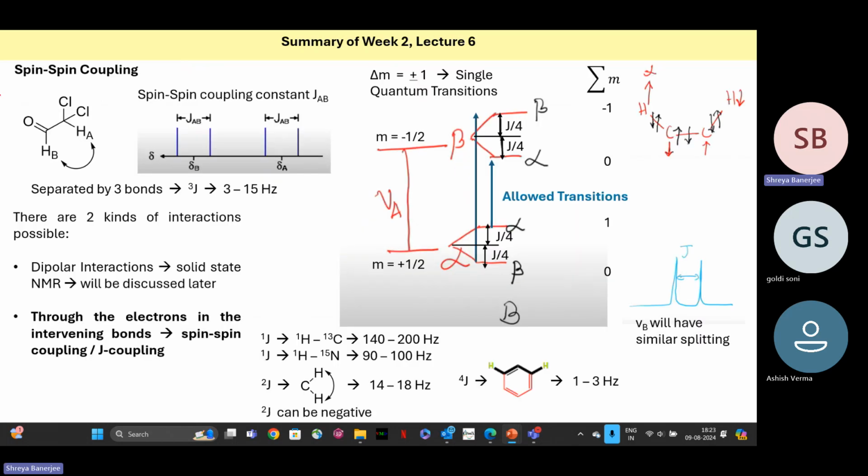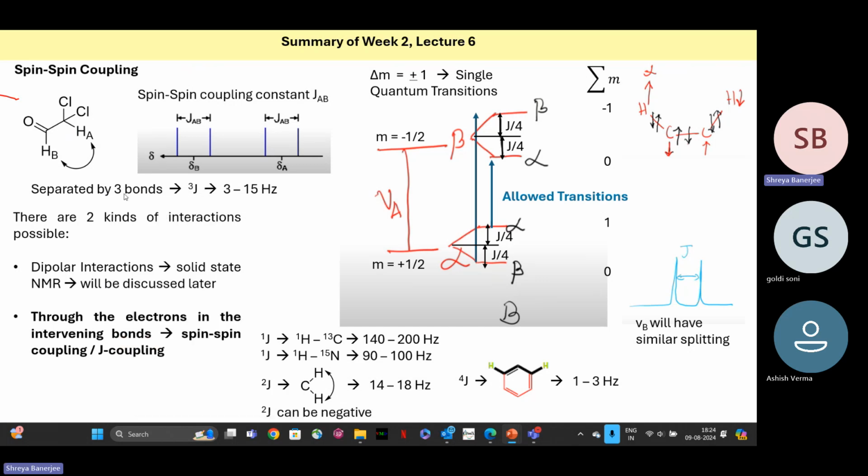Now we'll come to a new concept, that is spin-spin coupling. Hydrogen itself has a spin, and if you have two hydrogens near each other, the spin of one hydrogen can interact with the spin of another hydrogen. Two kinds of interaction are possible here. One is the dipolar interaction, but this is something we will discuss later. What we will discuss now is the interaction that happens through the electrons in the intervening bonds.